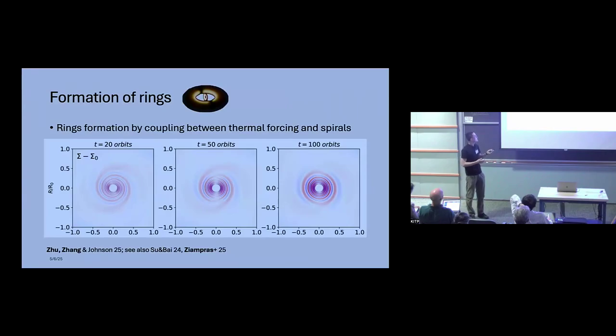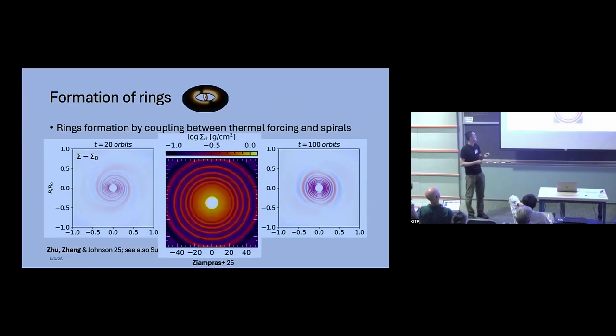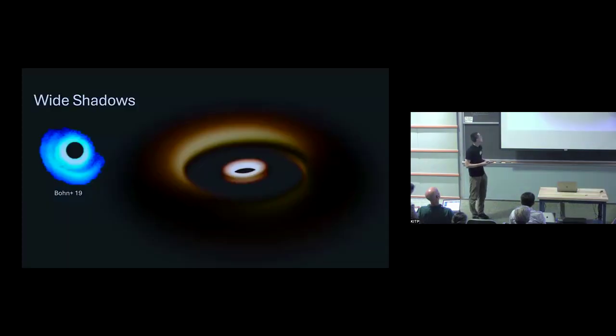If you run the simulation long enough, say 100 orbits, you can see concentric gaps and rings in the gas profile. And this is because of the coupling between the thermal forcing and the spirals. And then if you put dust into your simulation, such as in Alex Ziampras' work, you can reproduce these concentric gaps and rings in ALMA observations.